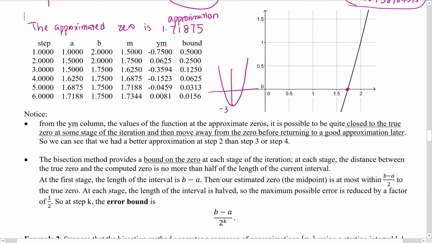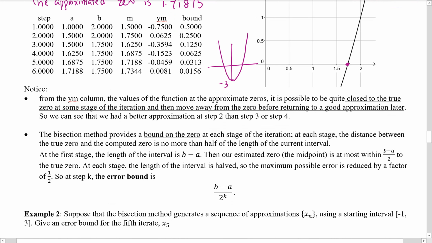Second, the bisection method provides a bound on the zero at each stage of the iteration. At each stage, the distance between the true zero and the computed zero is no more than half of the length of the current interval, right? So we can draw the picture here. Here we have a and b, and this is the midpoint, a plus b over 2.